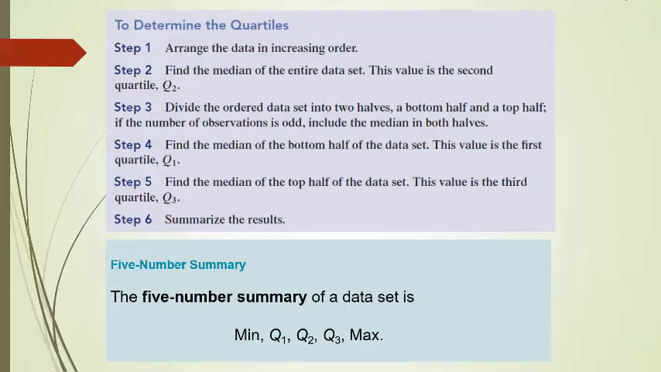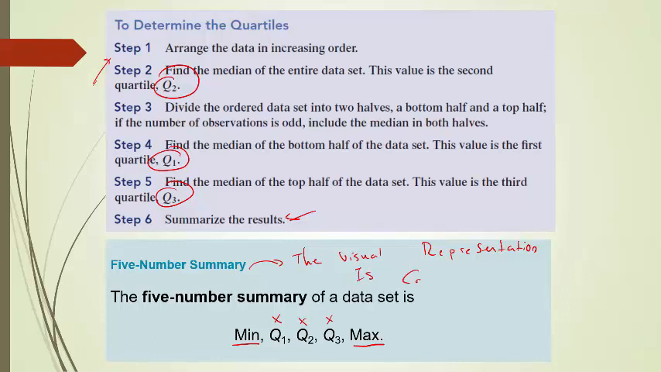How you do this: you first arrange the data in increasing order. You always find Q2 first, and then I'm going to show you by hand how you find Q1 and then Q3. Then you can summarize this result in what we call a 5-number summary of a data set. A 5-number summary shows the first quartile, second quartile, and third quartile that you found, and then it also shows the min and the max. From this 5-number summary, the visual representation is called a box plot.